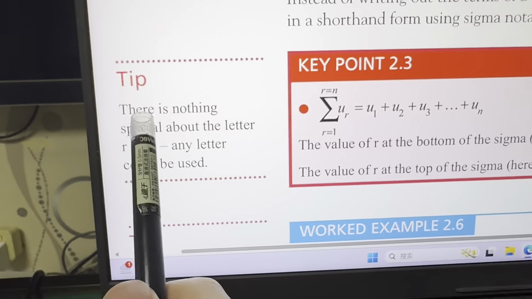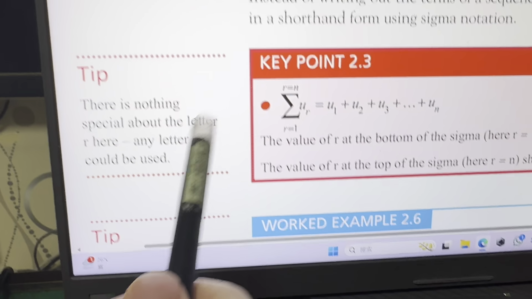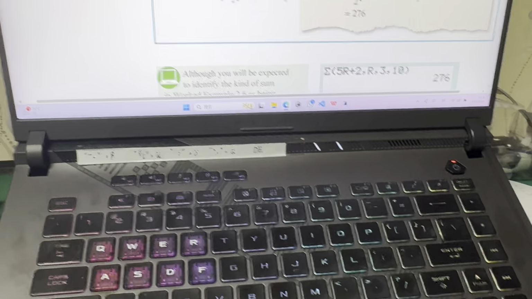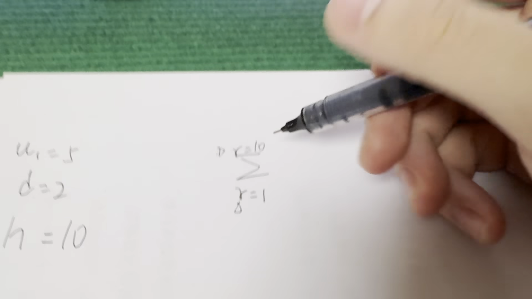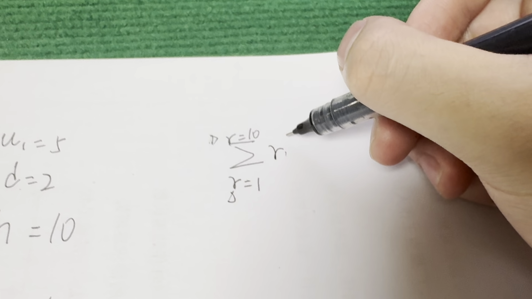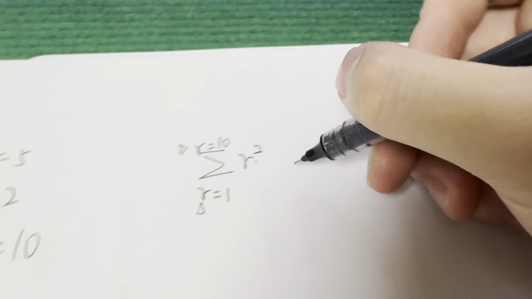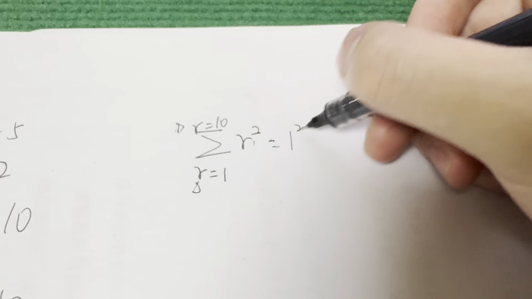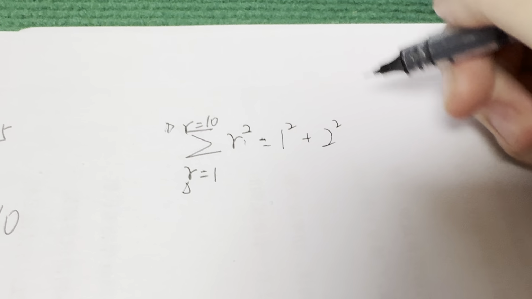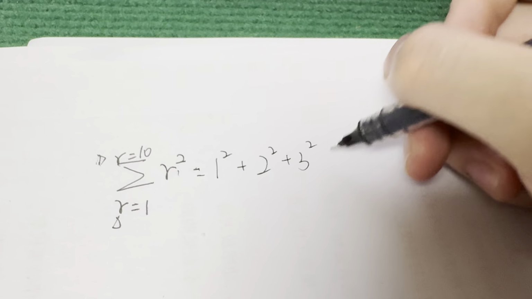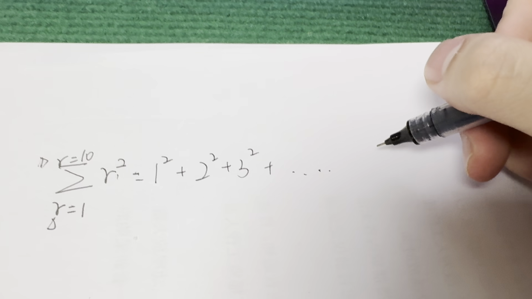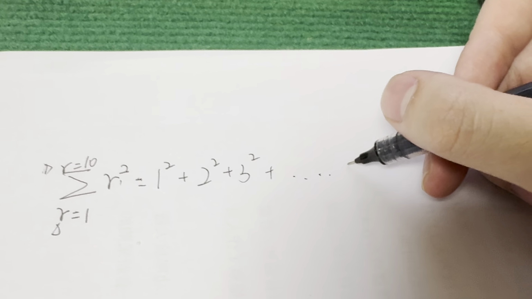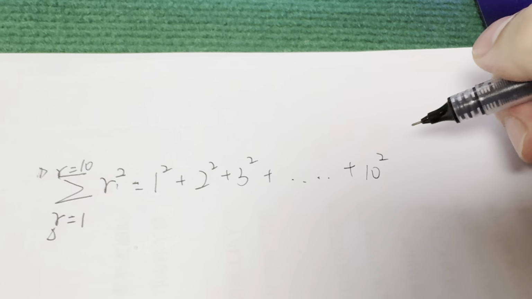Here's the tip, okay, I will read this. There is nothing special about the letter r here. Any letter could be used. I will use the same example, but now it means we will put 1, 2, 3, then all the positive integers between 1 and 10, including 1 and 10, until 10.